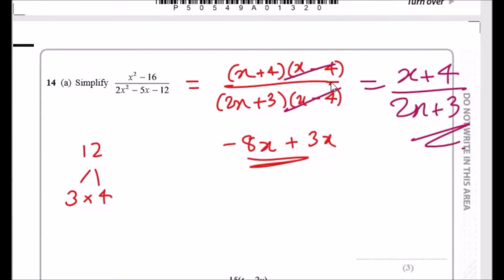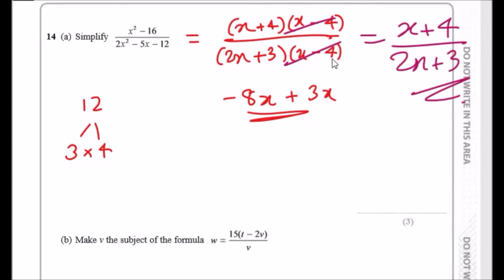Now, so exam technique, always try and copy what they did on top and just do some trial and error. Trust me, it always works.